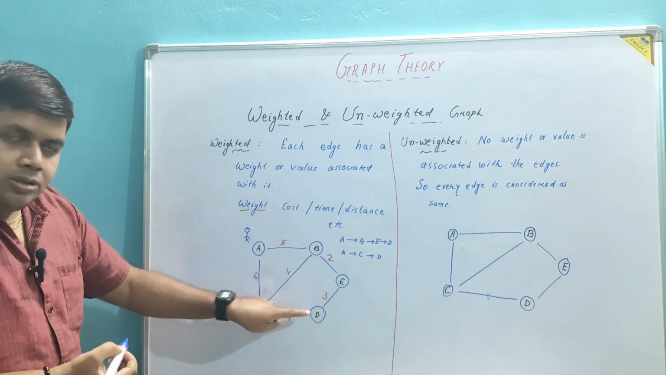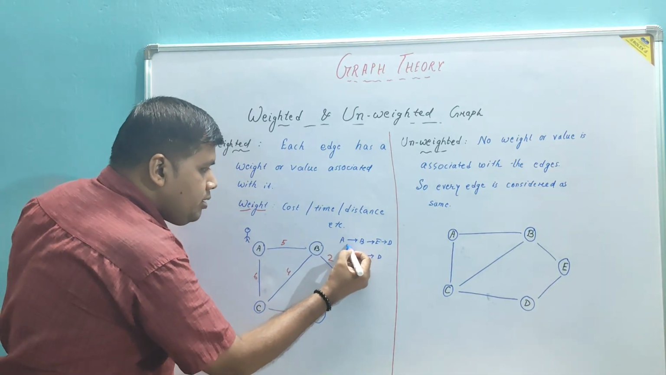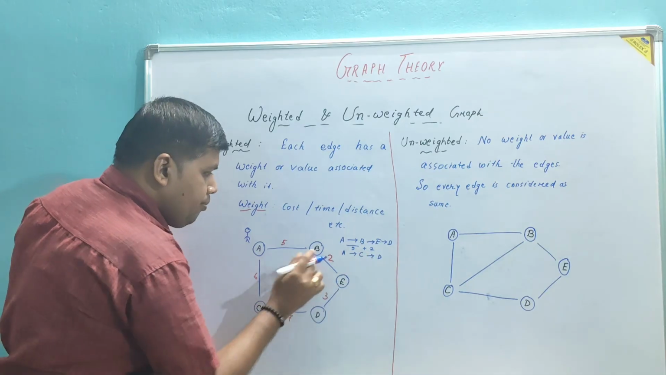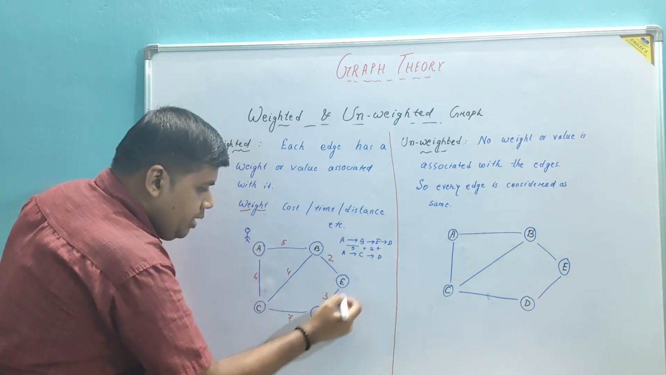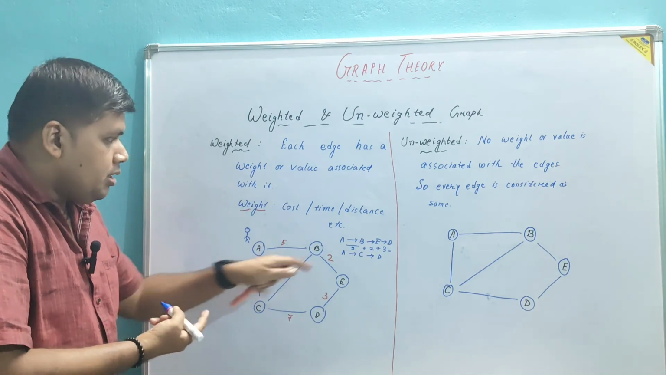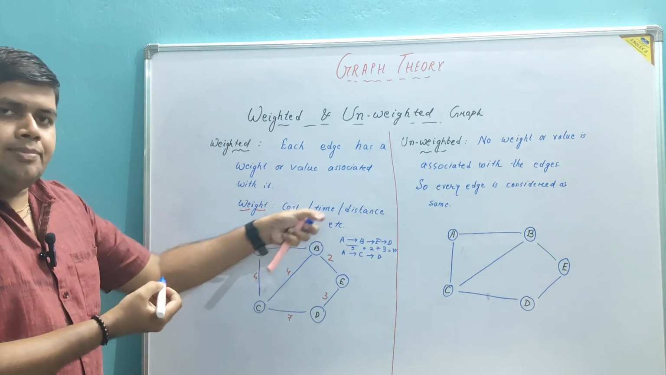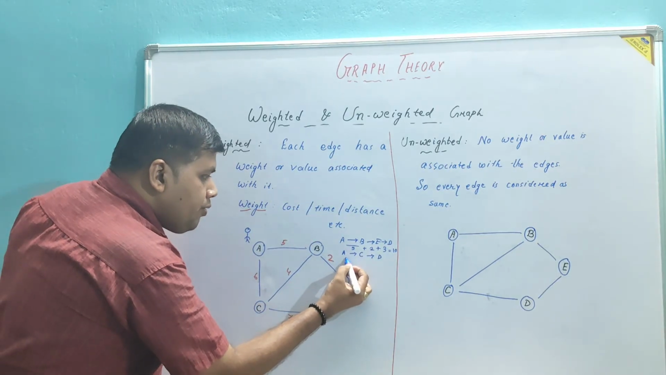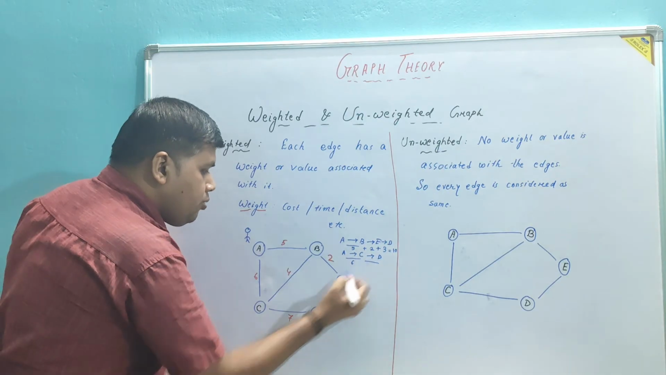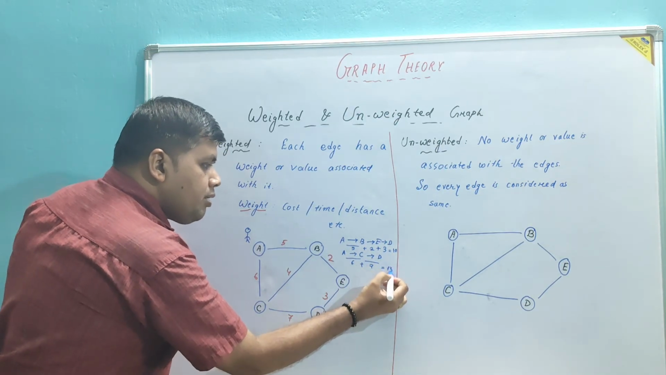Now look at the cost. Why is this weight required? From A to B it is 5, from B to E it is 2, from E to D it is 3. So the total cost or total weight will be 10. This 10 can be cost, time, distance or whatever it is. Similarly, from A to C it will cost 6, and from C to D it will cost 7. So 6 plus 7 is 13.